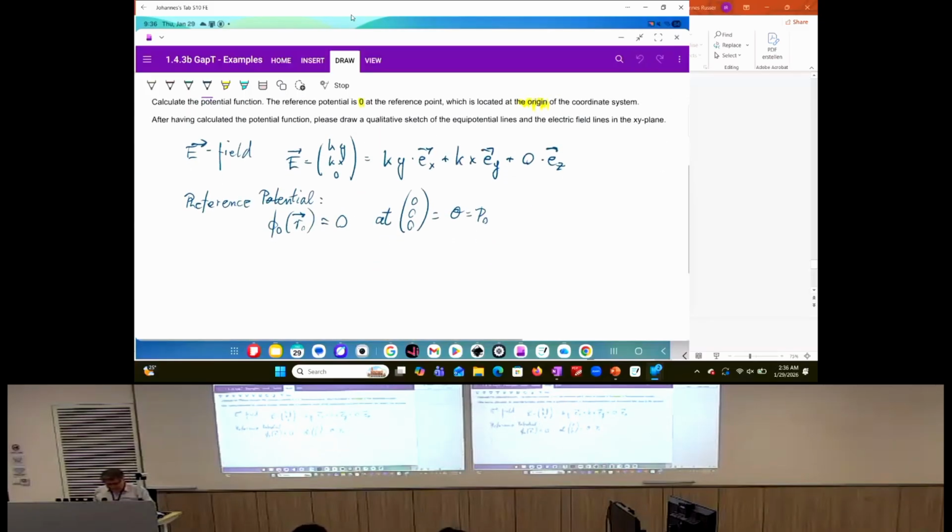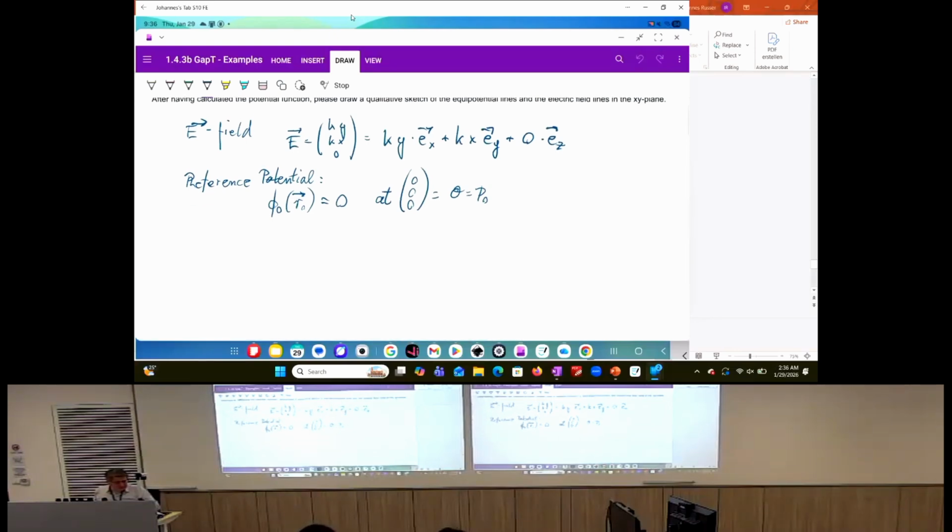So just as orientation, we are looking at a Cartesian coordinate system. And here, within the space that is spanned by that coordinate system, we find our electric field, and we also can define the potential. And our point 0 is here in the origin. That's P naught or P0.